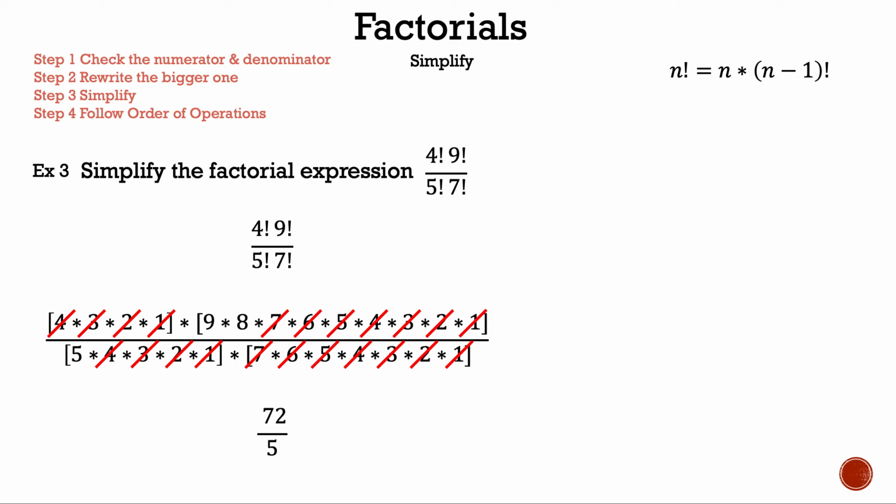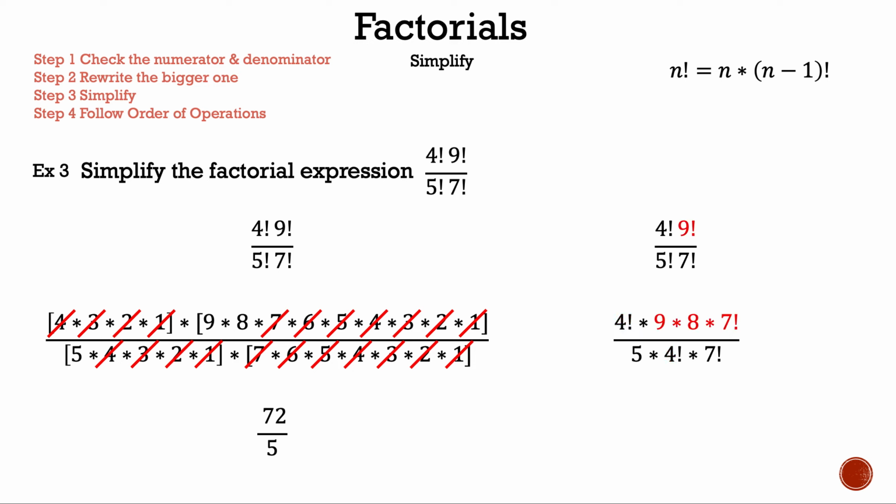5. Now, let's rewrite the factorial expression so we can use definition 2. Let's simplify. So now we have 4 factorial times 9 times 8 times 7 factorial over 5 times 4 factorial times 7 factorial. Using definition 2, we rewrote 5 factorial as 5 times 4 factorial because 5 minus 1 is 4. But why did we stop at 4 factorial? Because there's a 4 factorial in the numerator.